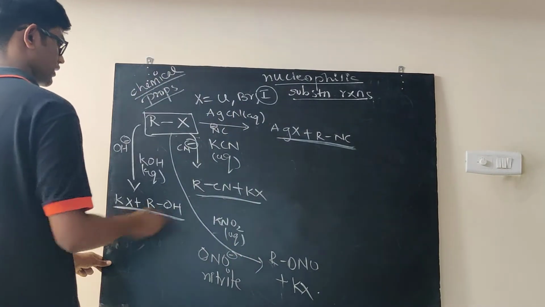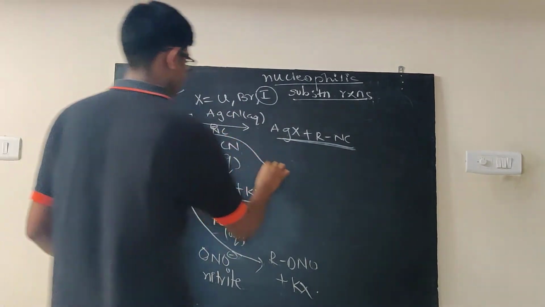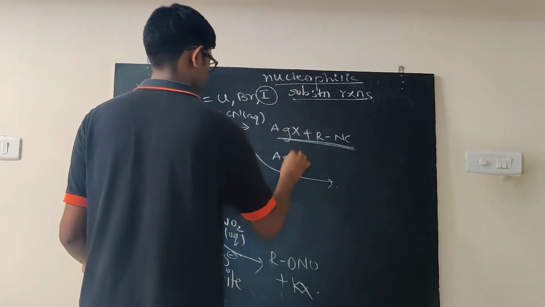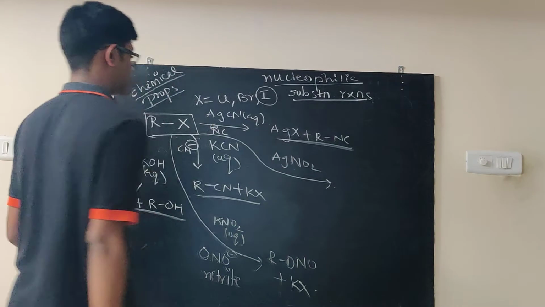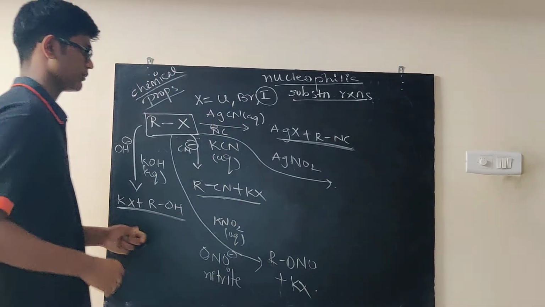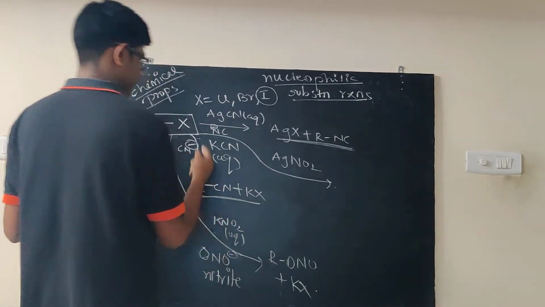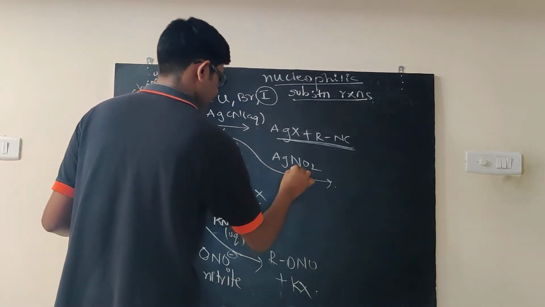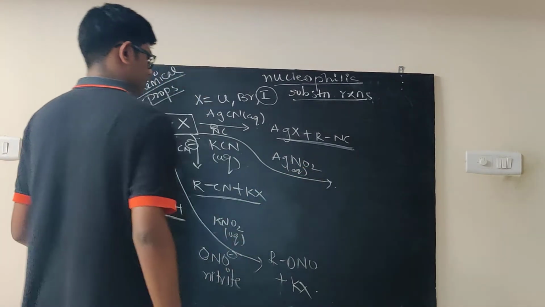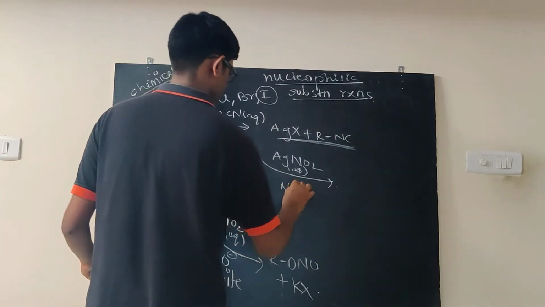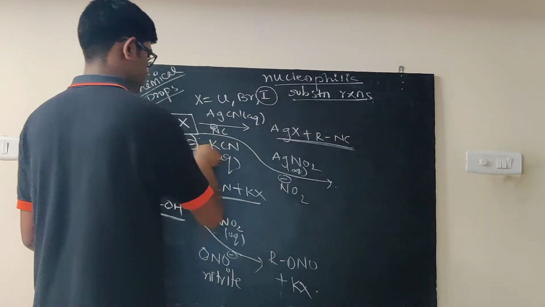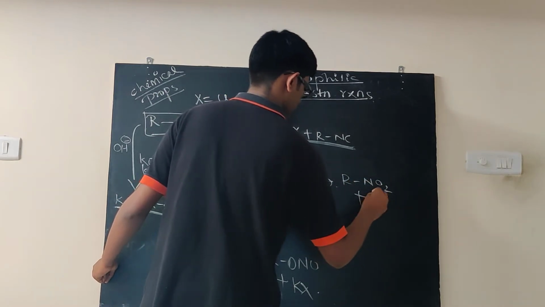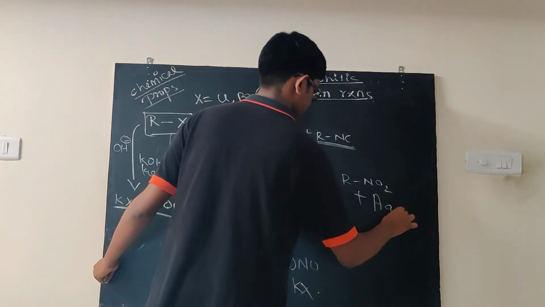Keep it coming. So another reaction could be AgNO2. Once again, this potassium and Ag, okay, they do a lot of things similarly, but then they're actually not similar. For example, KCN and AgCN, there's a difference. Similarly, KNO2, AgNO2, there's a difference. The nucleophile here is NO2 minus. Okay, so the product will be RNO2 plus AgX.